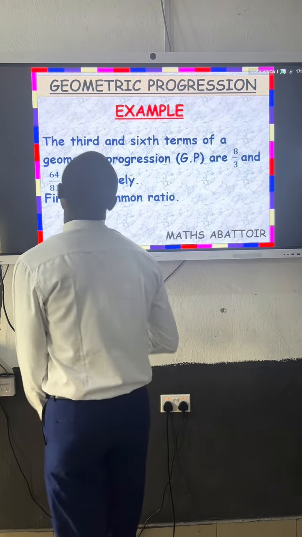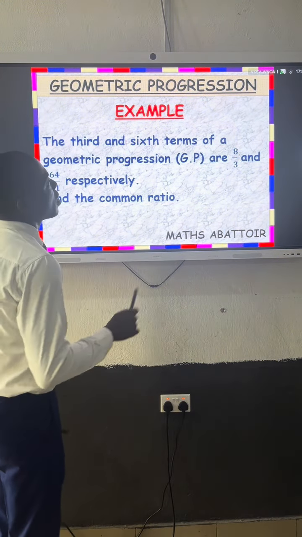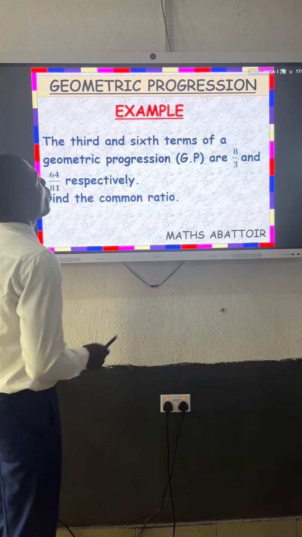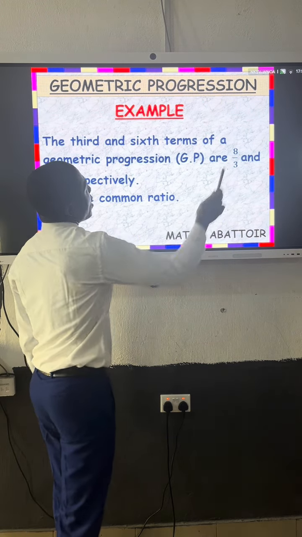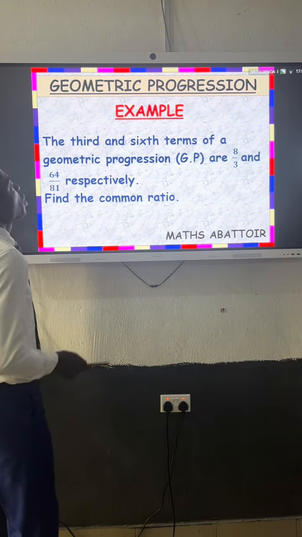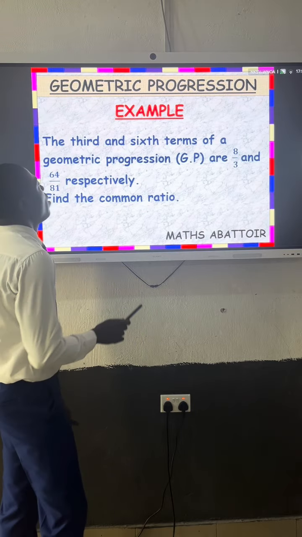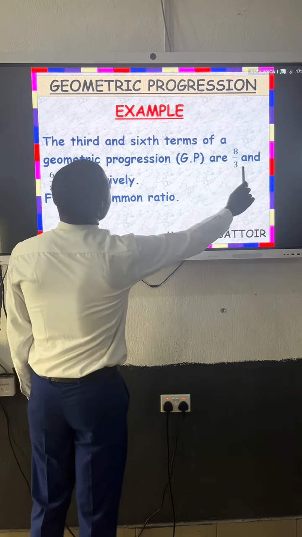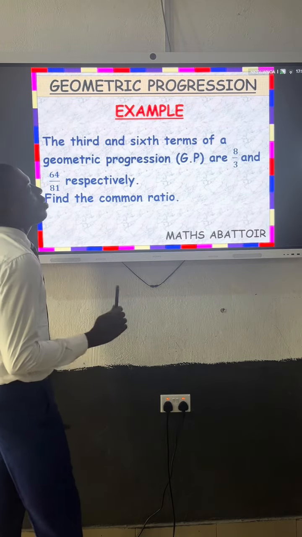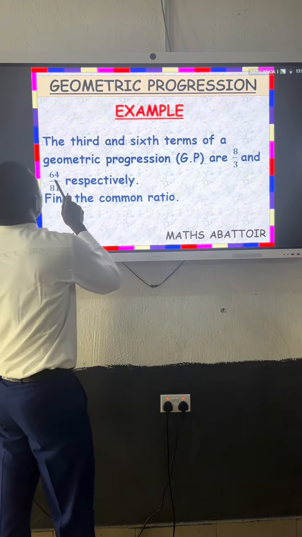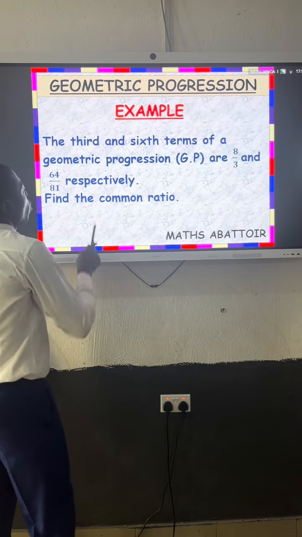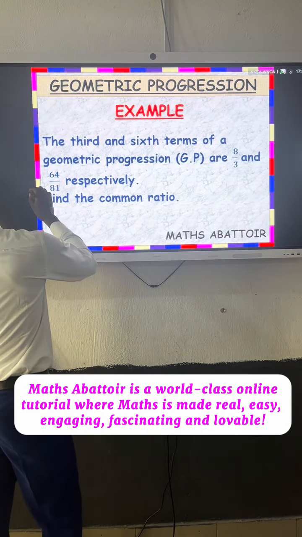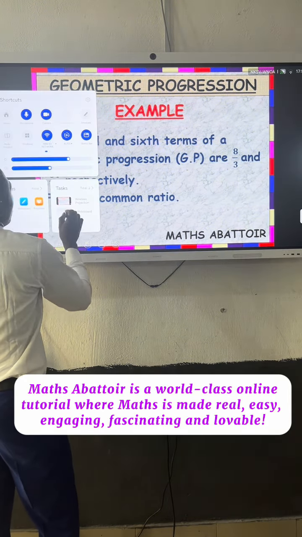Okay, so we have a question here. The third and the sixth terms of the geometric progression, that's GP, are 8 over 3 and 64 over 81 respectively. Respectively means that 8 over 3 is for the third term, while 64 over 81 is for the sixth term. So we are told to find the common ratio. Okay, so let's have that together.